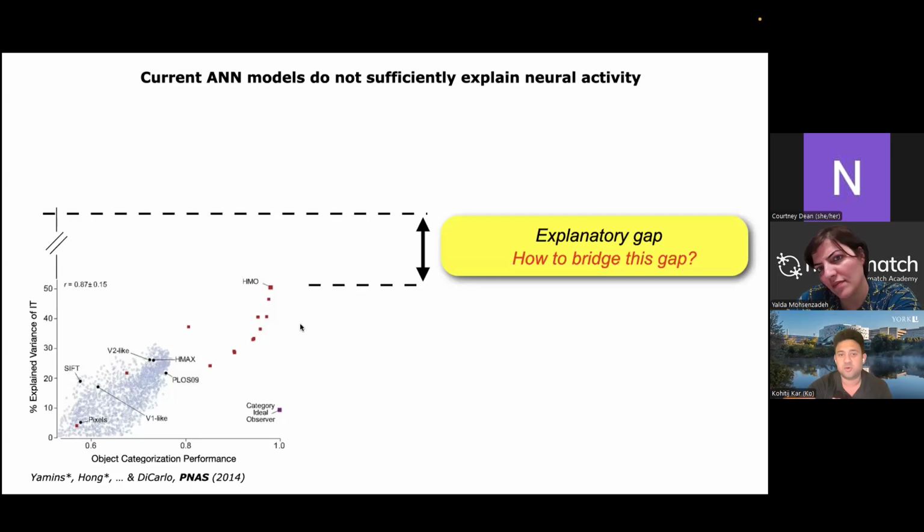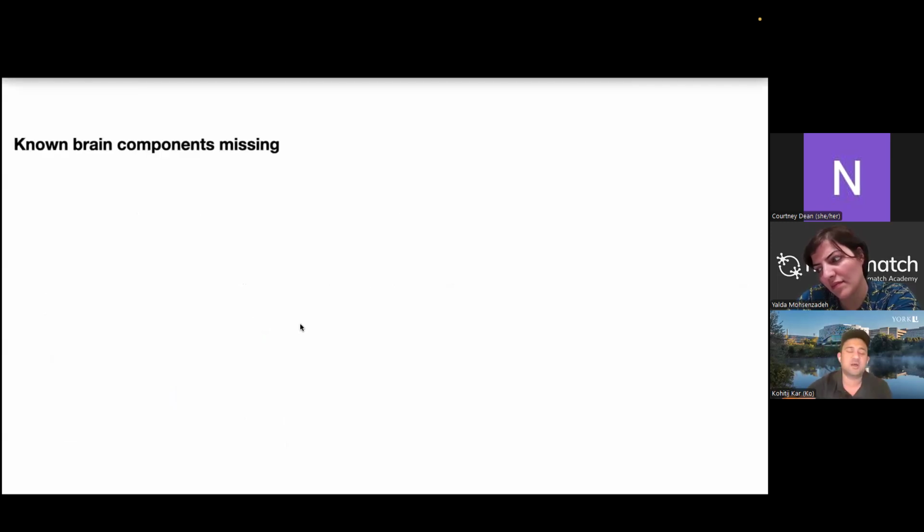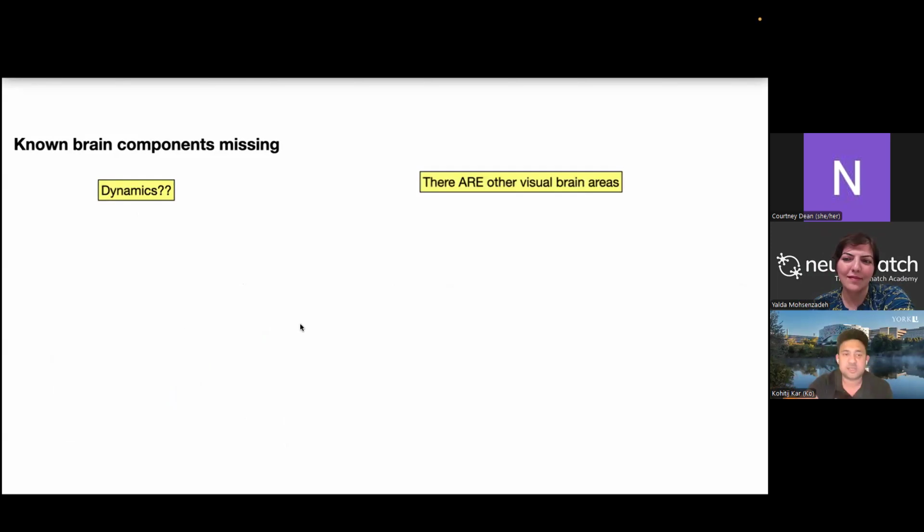So how do we improve this model? What is missing in these models that we can improve on? In the rest of the talk, I'm going to give you an example of how we went about this problem and how we tried to find a solution to it. What we first did is come up with some things that we know about the brain that we clearly also know are missing in the model. For example, the brain is dynamic. Most of these models are static in nature. They don't have any temporal dynamics.